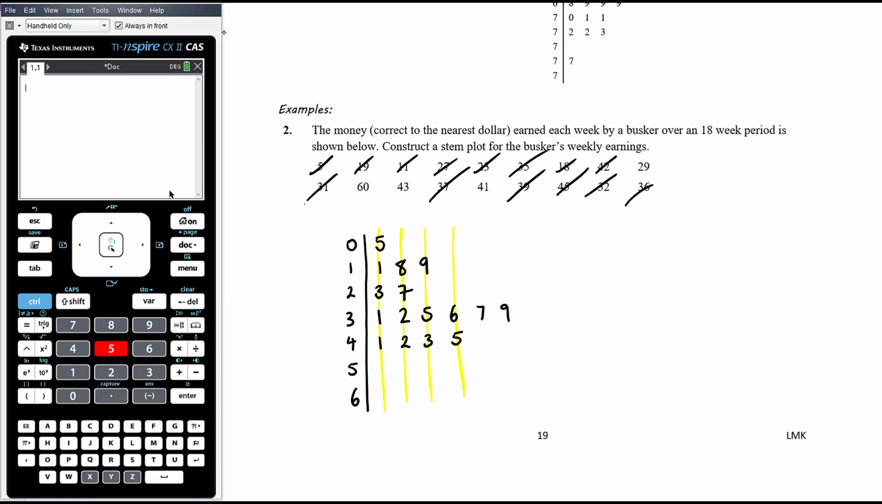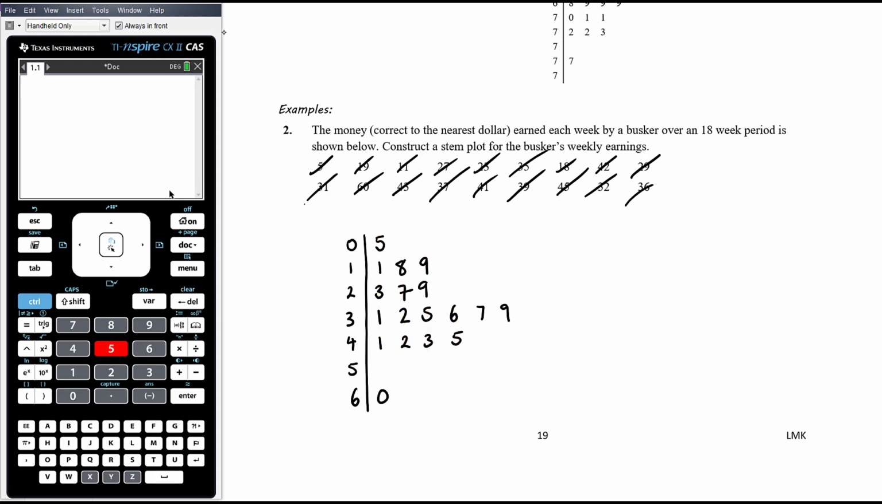Oh, I've just realised I've missed a 29. Hopeless. Okay, but again, lucky it goes on the end. 29. And then there's nothing in the 50s, but there has to be the 5 stem. That's important. And then we're going to have 60. I'm going to get rid of those.